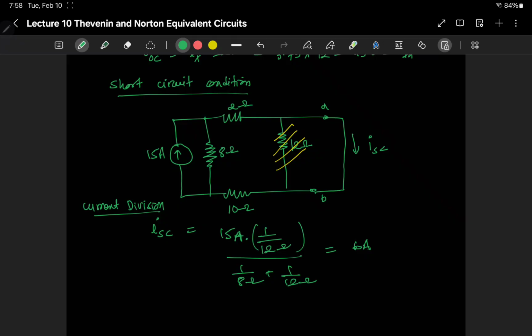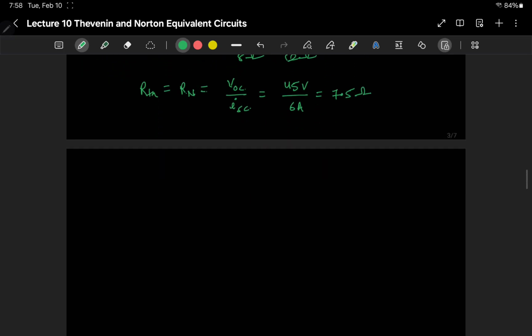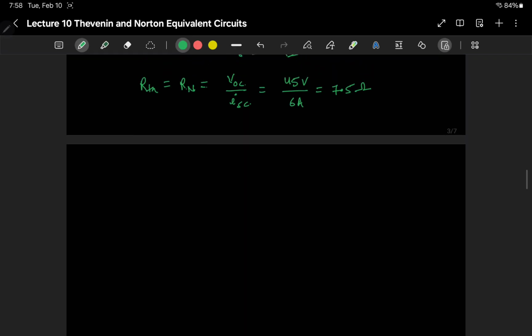Okay, so that is the value of the short circuit current. Now that we know short circuit current, we can calculate the Thevenin resistance, which is equal to the Norton resistance, and is given as open circuit voltage divided by short circuit current. Now open circuit voltage was calculated to be 45 volts, and ISC is 6 amperes, so that will give us 7.5 ohm.